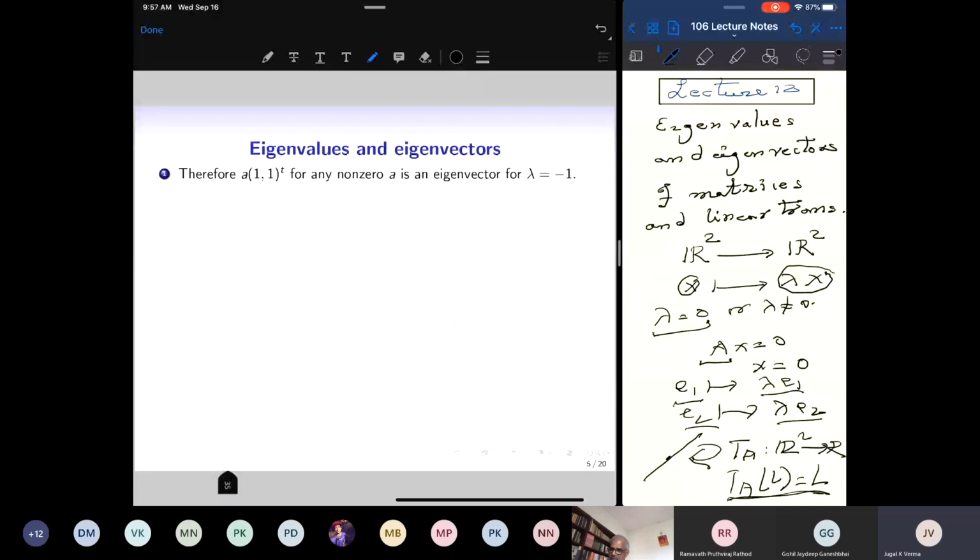We can solve and get that this is A times (1, 1) transpose, for any non-zero A, an eigenvector for lambda equal to -1. Similarly, for lambda equal to 2, any scalar multiple of the vector (5, 2) is an eigenvector. So there are two directions.